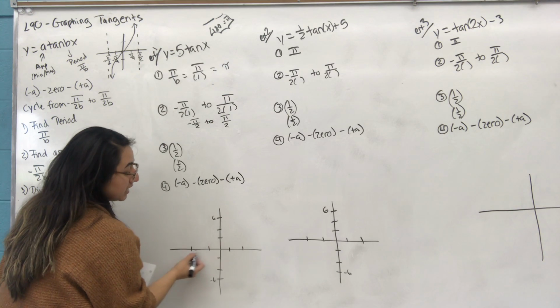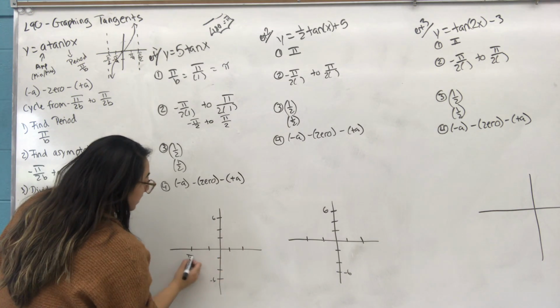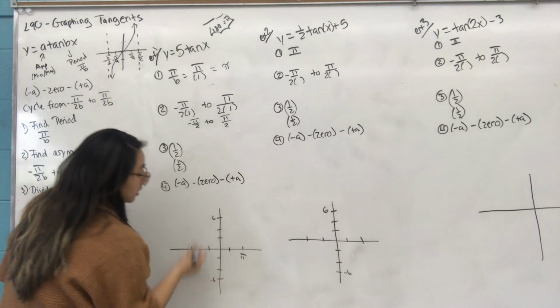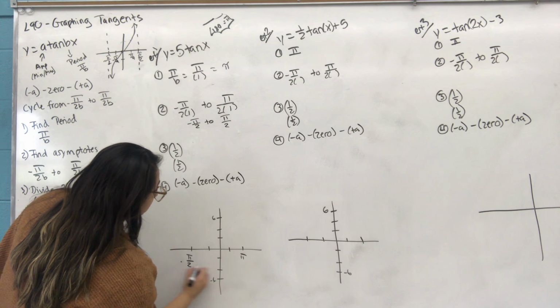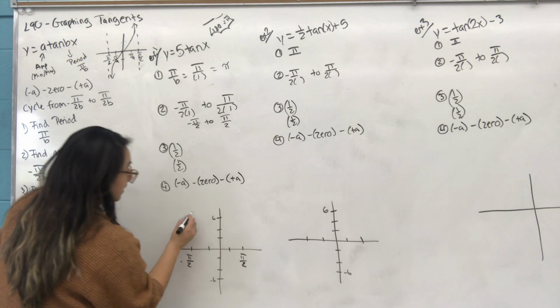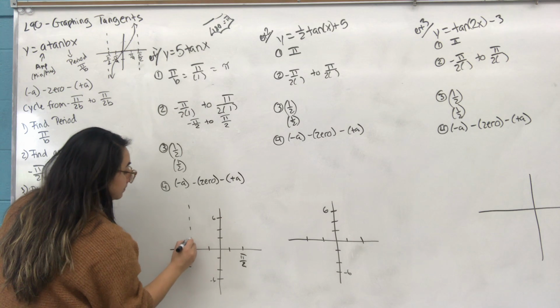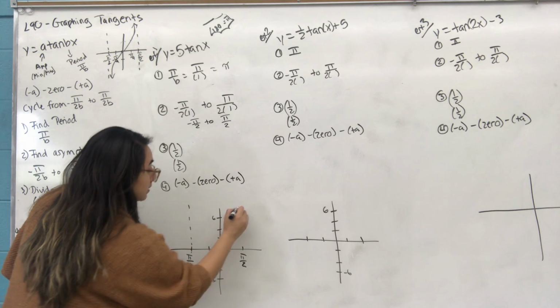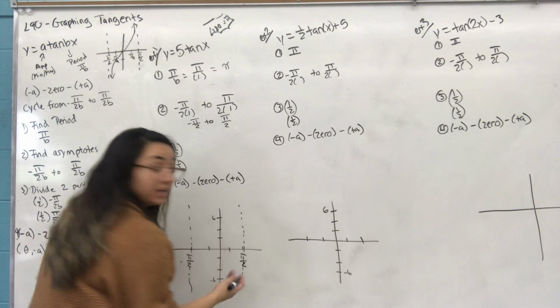I always do 2 lines on the left side, 2 lines on the right side, and that shows you your asymptotes. So negative π over 2 and positive π over 2. I'm going to have a dotted line, and that is our asymptotes.